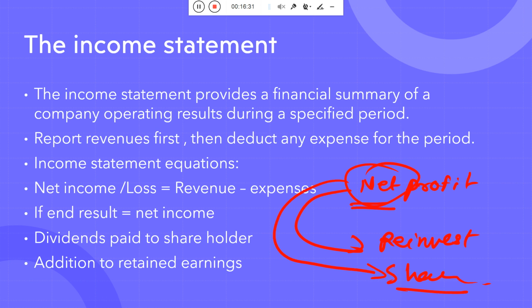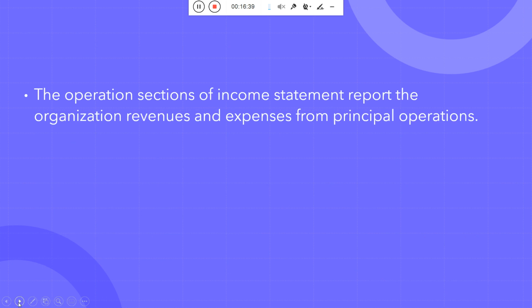Okay, so that is nothing but the income statement. Is there any doubt regarding that, class? Okay, the operation section of the income statement reports the organization's revenue and expenses from principal operations. So that is nothing but the income statement.